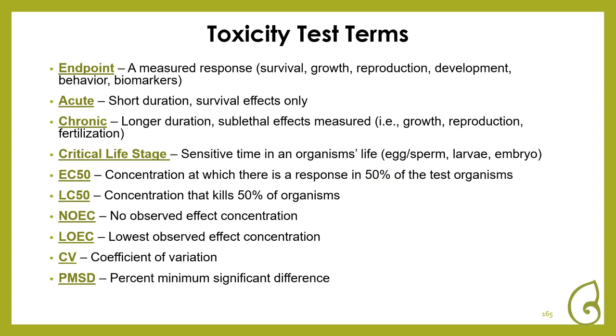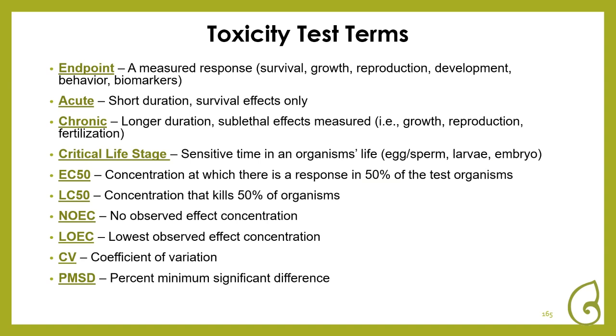When I say acute, I'm typically talking about a shorter duration test. We're usually looking at survival or mortality effects only. Chronic testing is generally a longer duration, although that's not always true. And in addition to survival, we're also looking at some kind of sublethal effect. So was the organism able to grow or reproduce normally? Critical life stage is a sensitive time in an organism's life. So we're usually not testing on hardy adult organisms. They're meant to be sensitive proxies. And so we're usually testing on gametes or larvae or the embryo stages of a test organism.